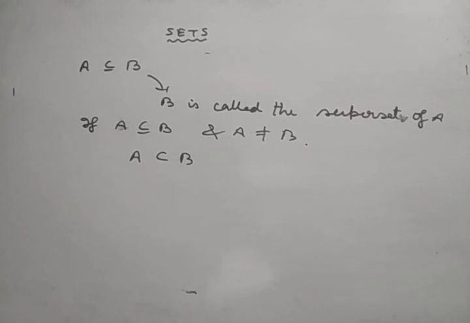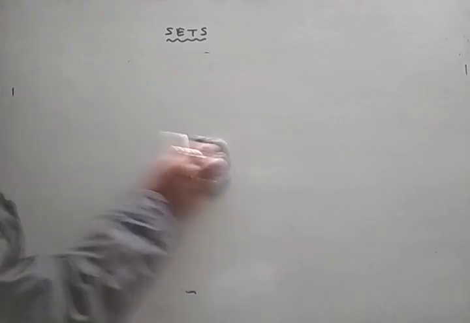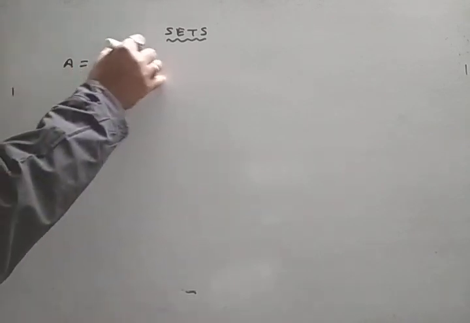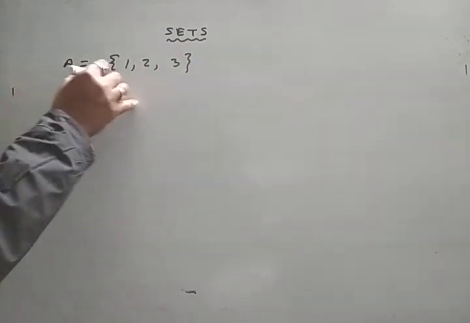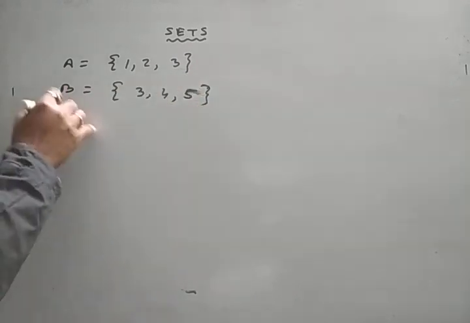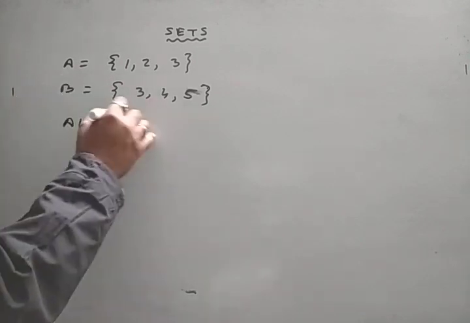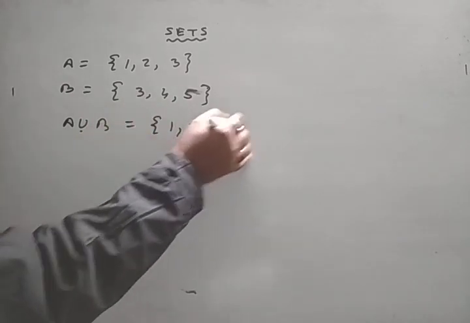Operation of sets. Suppose A is the set {1, 2, 3} and B is the set {3, 4, 5}. Then A union B is a set whose elements are either in A or in B or in both A and B. That is {1, 2, 3, 4, 5}.